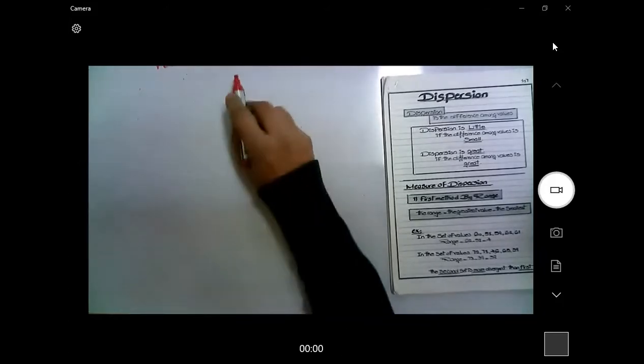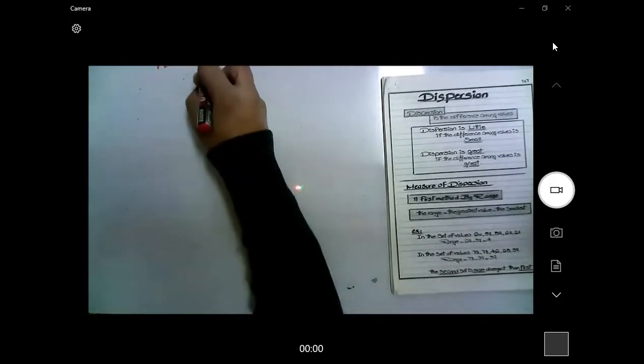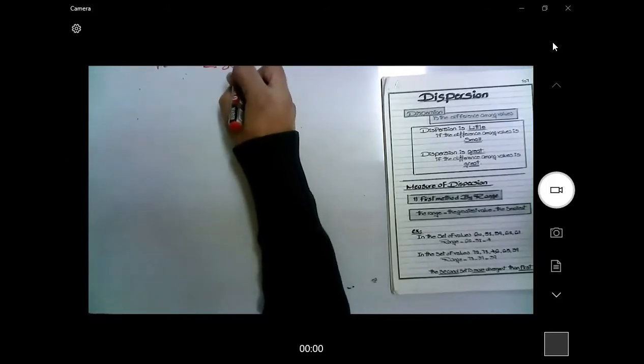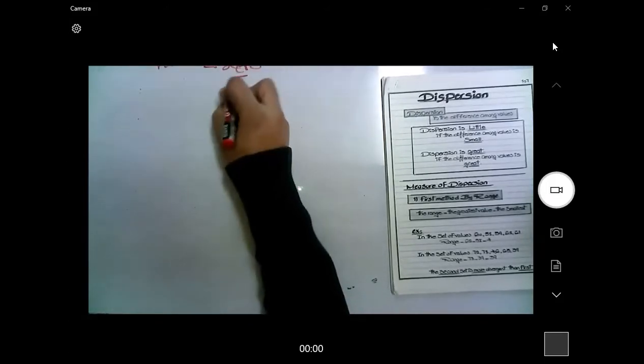The standard deviation of a set of equal values. If we have 5 persons and their ages are the same, then there is no difference among their values. No difference among their values means that the standard deviation equals 0. So the standard deviation of a set of equal values is 0.